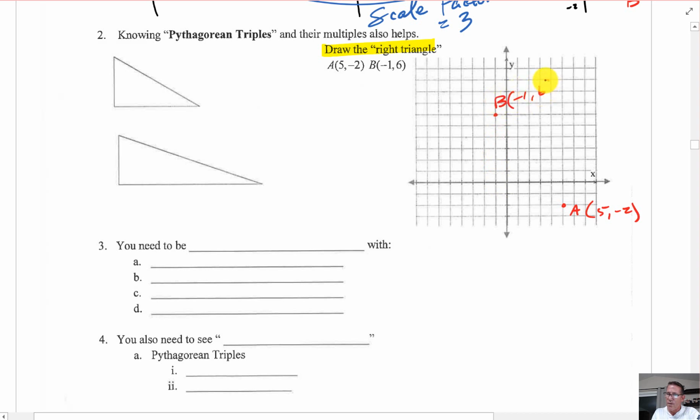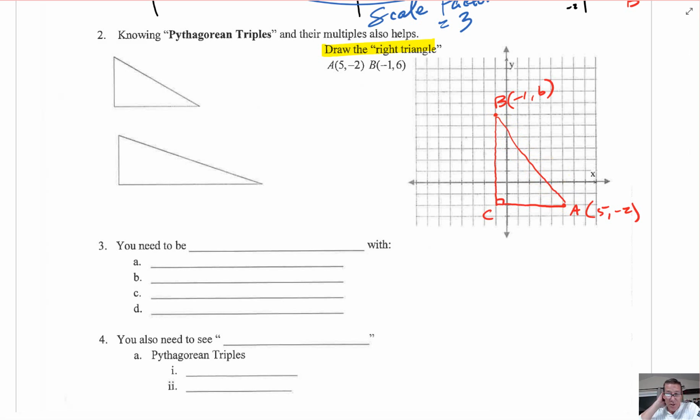So a negative 1 comma 6. All right, and draw the right triangle. Follow the grid lines. Okay, and connect A and B. All right, so you have this right triangle here.